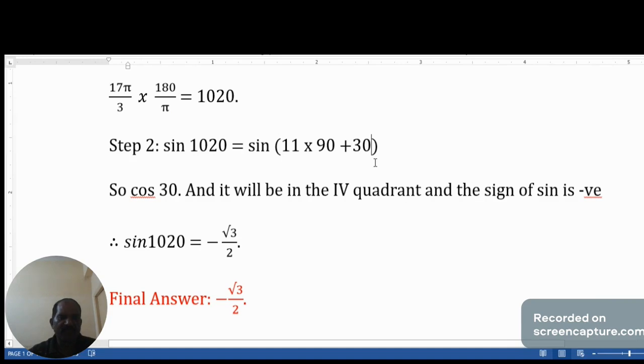In the fourth quadrant, you know that the value of sine is negative. So we can say that sine 1020 is equal to minus cos 30. So it is equal to minus root 3 by 2. And the final answer is minus root 3 by 2.